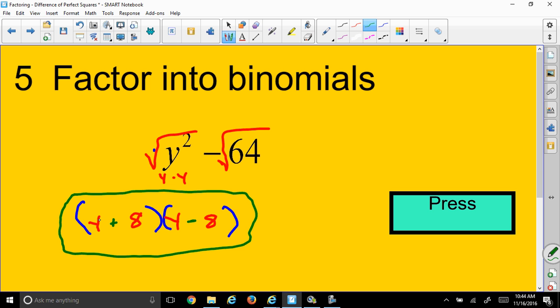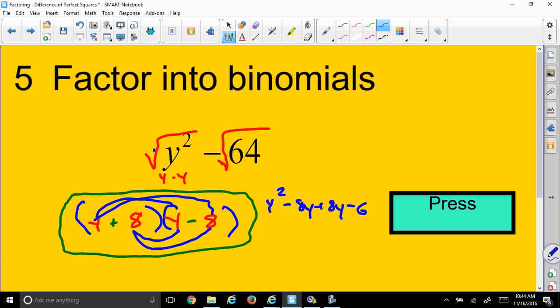And when we do our FOIL, we'll see that y times y will give us y squared. And let's write that out. Y times y will give us the y squared. Y times the minus 8 will give us minus 8y, plus 8 times y will give us plus 8y, and positive 8 times minus 8 will give us negative 64.